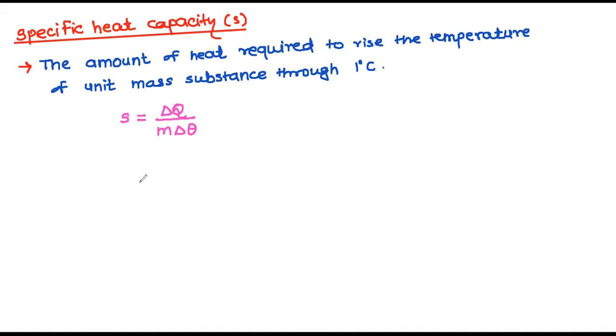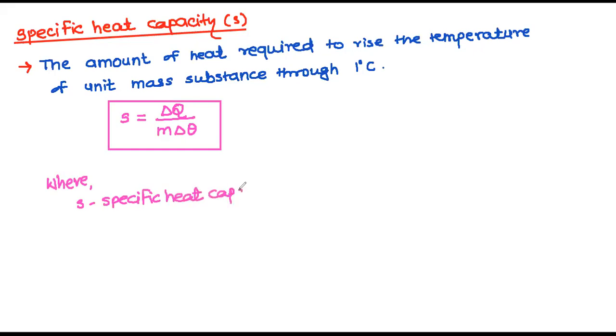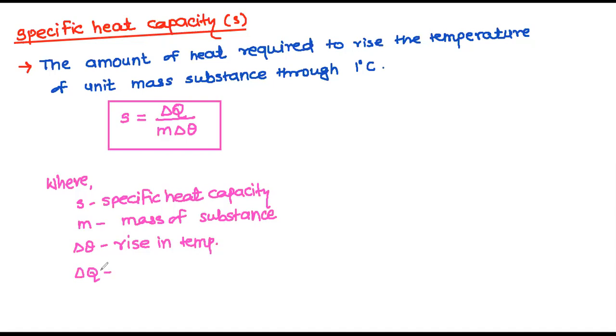First we will keep this formula in a box, where S is specific heat capacity, m is mass of substance, delta theta is rise in temperature, and delta Q is quantity of heat. So this is about the specific heat.